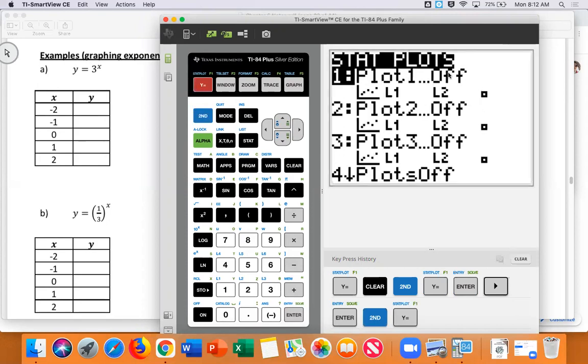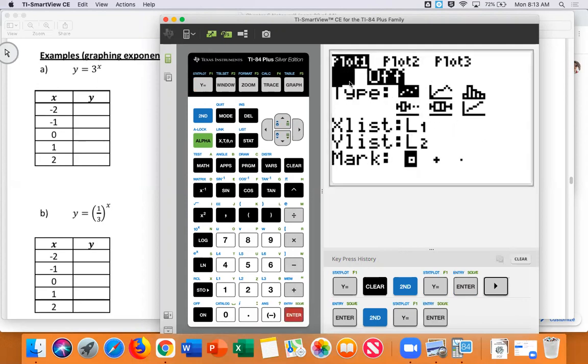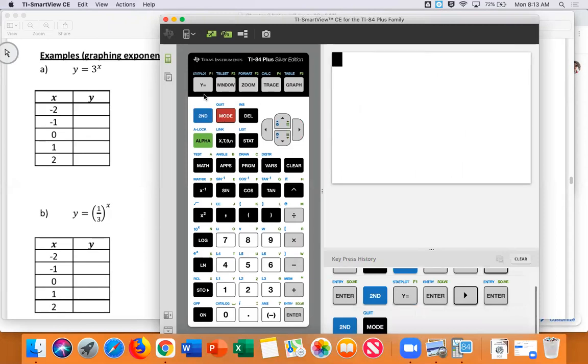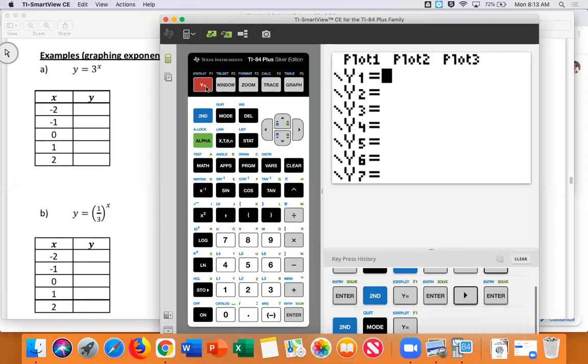Okay. And then if one of these says on, you're just going to hit enter on that one. It brings you to this screen and you turn it from on to off. All right, so we're at the home screen. Everybody hit y equals. If you have something in there, hit clear and it'll delete it out.